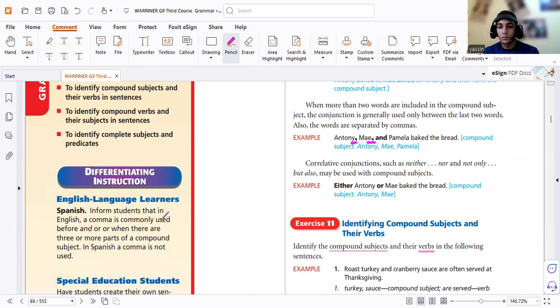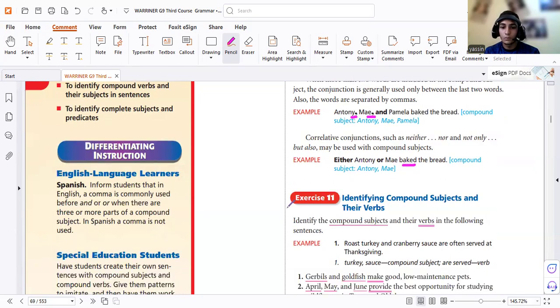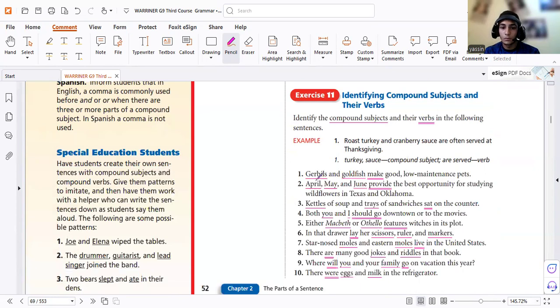Now, how about if I use the expressions neither nor, not only but also, either or? Check the compound. So who baked? Either Anthony or May, not both together. Very important. Here it's the same. Here I said both cooked the fish, made good. So who made good? Both of them.